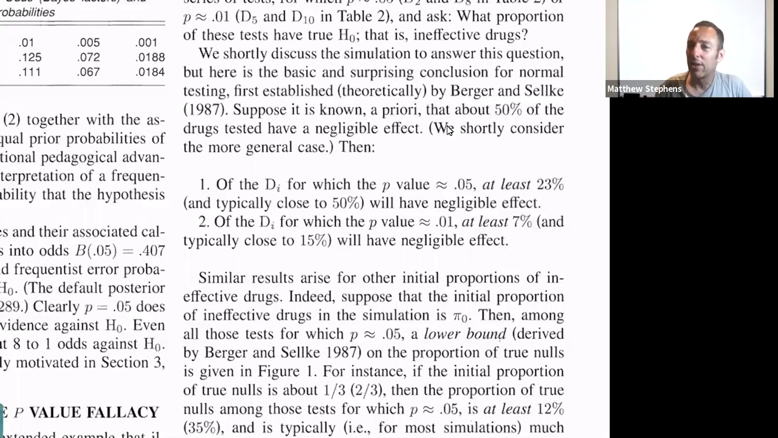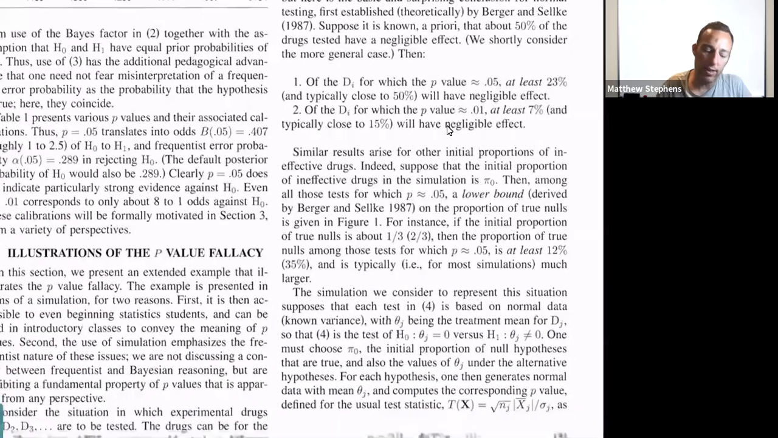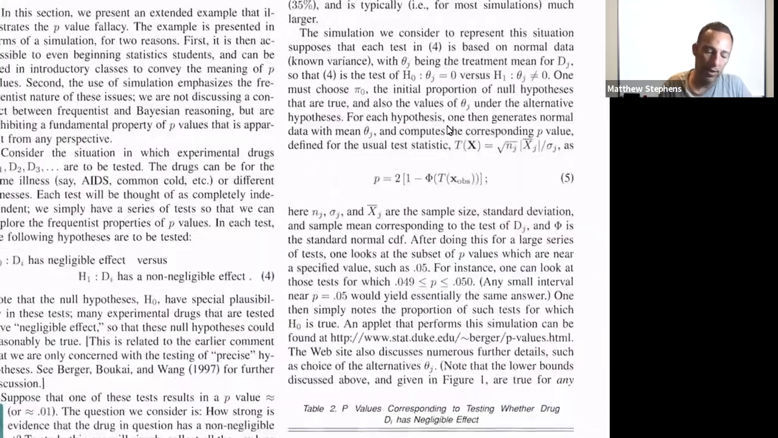But actually, among the ones with a p-value near 0.01, typically 15% of those were null. Okay, all right. So where's this at least coming from? Well, essentially that's coming from a bound that they derive.